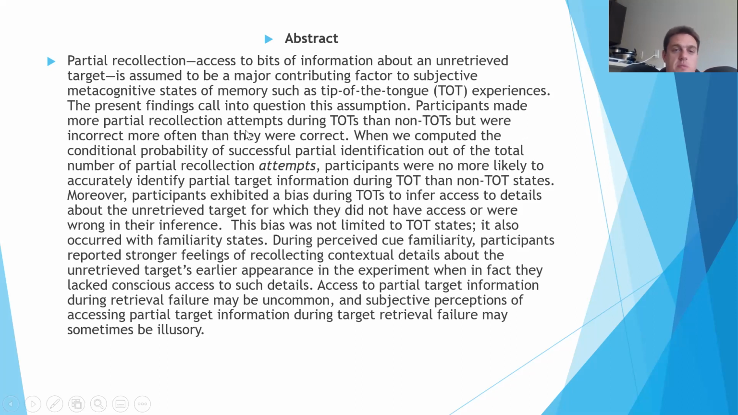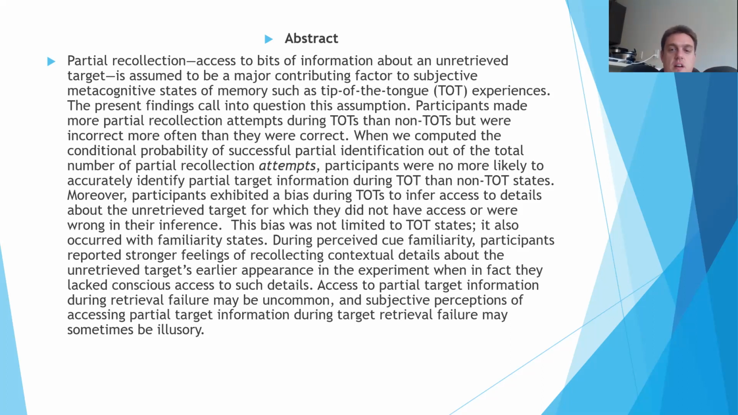Participants made more partial recollection attempts during TOTs than non-TOTs, but were incorrect more often than they were correct. When we computed the conditional probability of successful partial identification out of the total number of attempts, participants were no more likely to accurately identify partial information during TOTs than non-TOTs. Moreover, participants exhibited a bias towards TOTs to infer access to details about the unretrieved target for which they did not have access or were wrong in their inference.